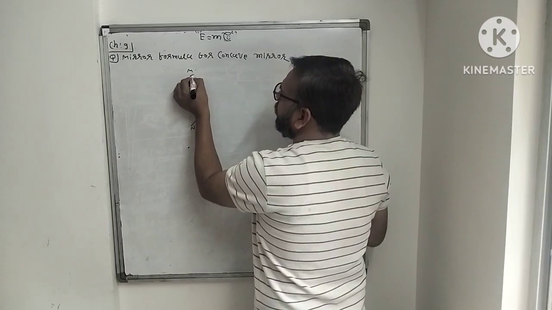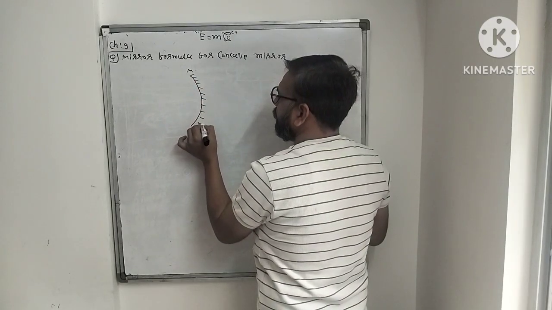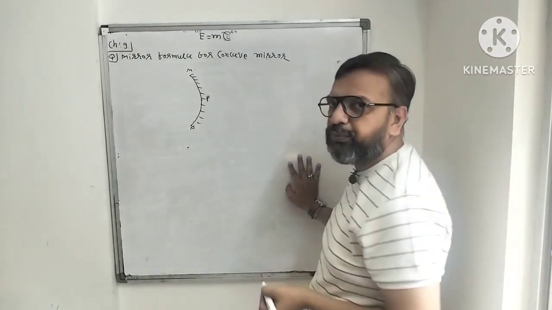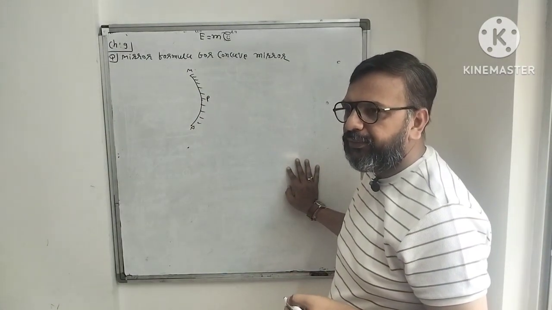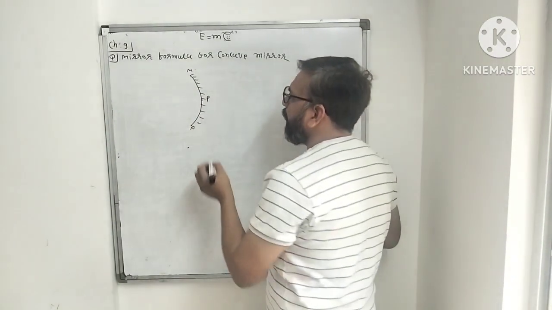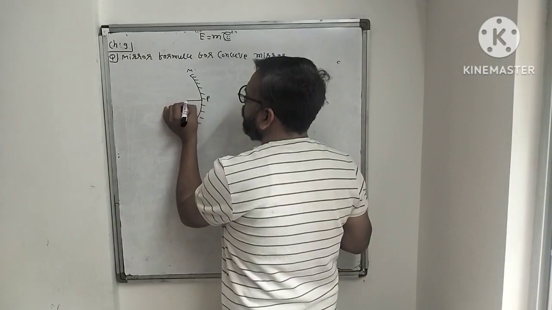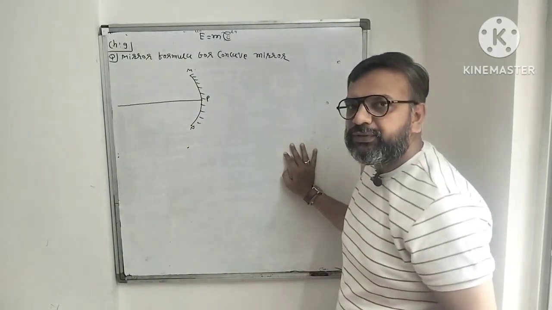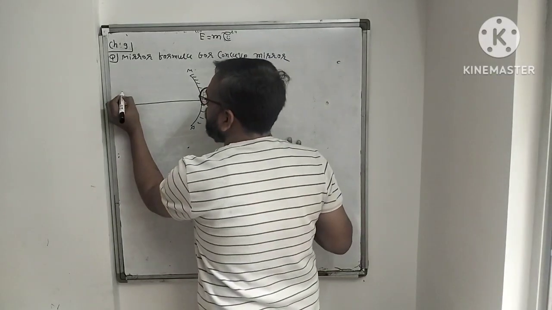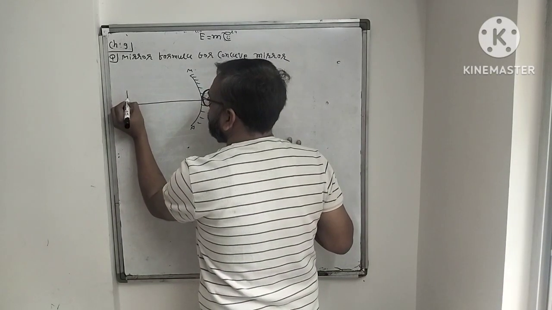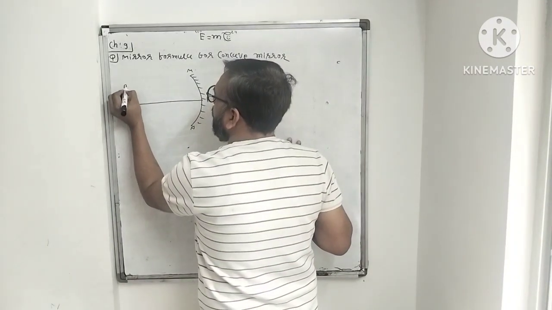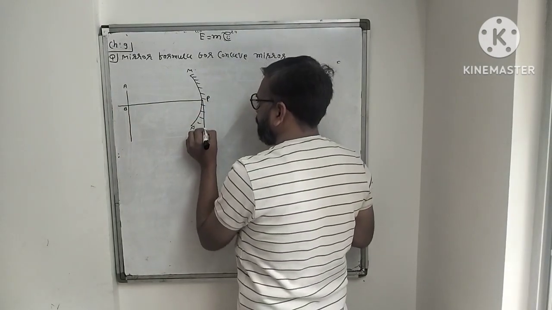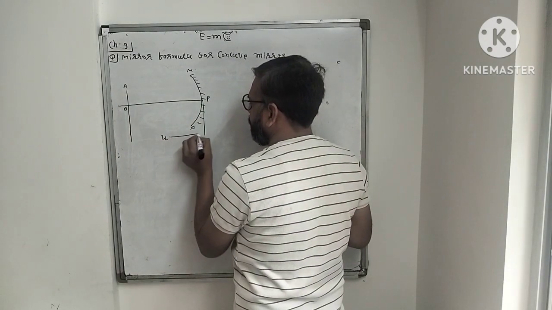MN. The midpoint of the aperture is known as the pole. Now, the imaginary line passing through the pole is known as the principal axis. Now, we consider an object AB, and this is the object distance from the pole.